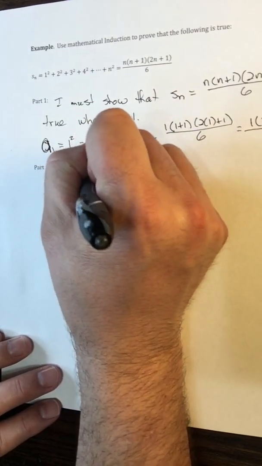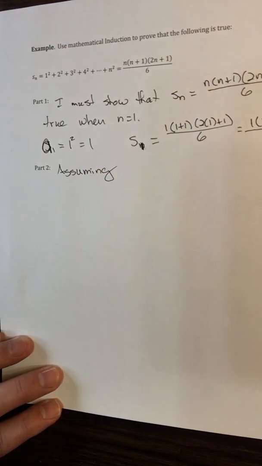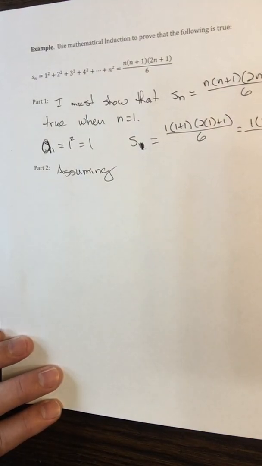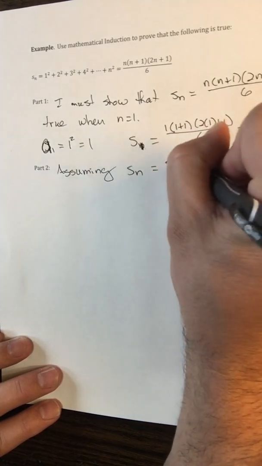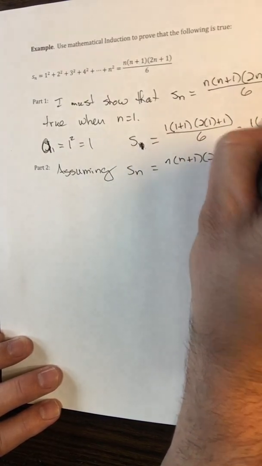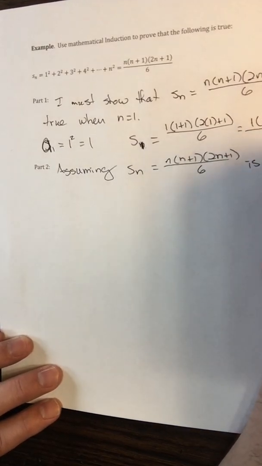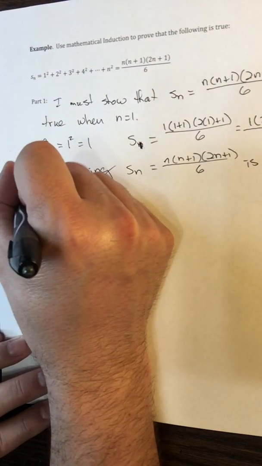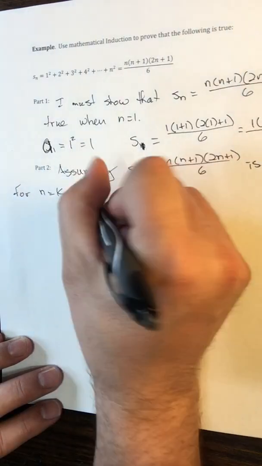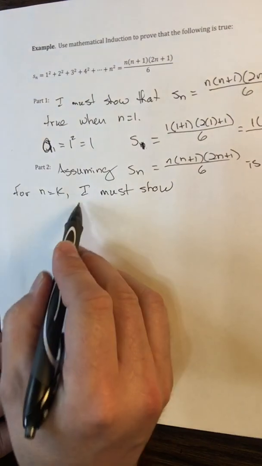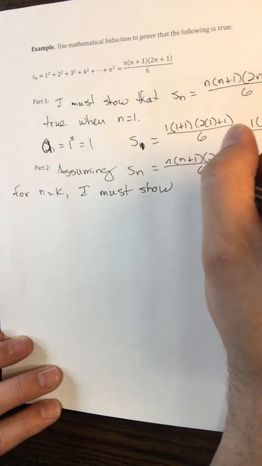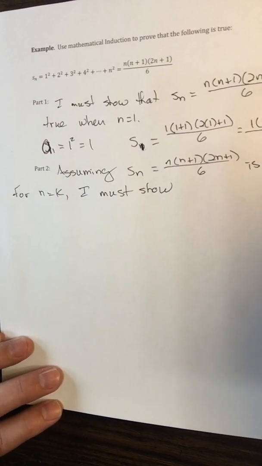Assuming, which is a weird thing to do, guys, but stick to the logic of this: if I can say that I'm on any rung of the ladder and I can show that I can move to the next step, I can show that I can climb the entire ladder. Assuming S sub n equals n times n plus 1 times 2n plus 1 over 6 is true for n equals k, I must show, and we do talk like this, like upper level math, we actually talk like this, which is a little weird. But people have been studying math for a long time, right? Traditions are hard to let go.